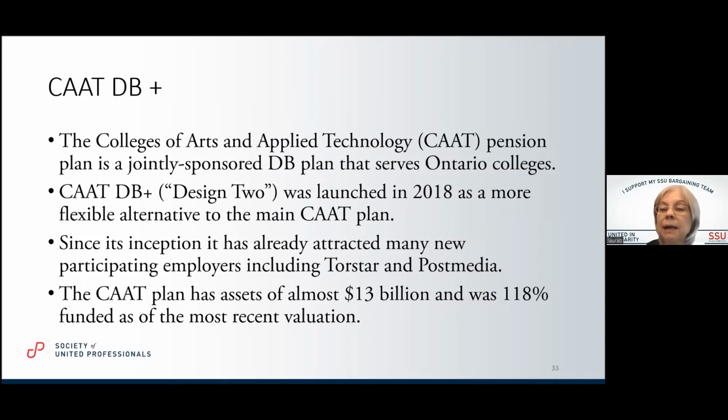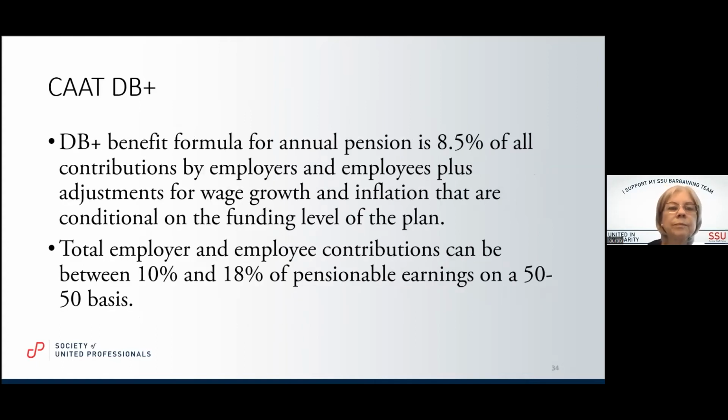The DB Plus model has the advantage of being backstopped by the main CAAT plan, and this in combination with their very conservative funding policy allows them to call DB Plus a defined benefit plan, even in the context of fixed contributions. Remember, I asked you to look at that 18.6% number with the MSPP. Well, the corresponding number for the CAAT DB Plus is 8.5. And yes, that's a dramatic difference, and it does make a difference, but it's a nuanced difference, and we'll talk about that in a minute.